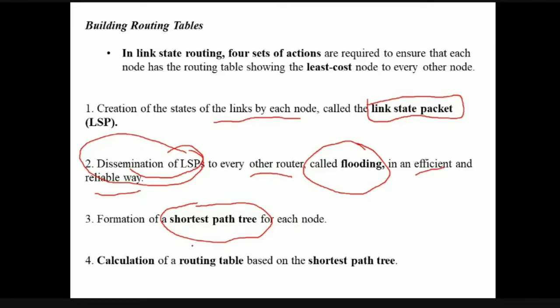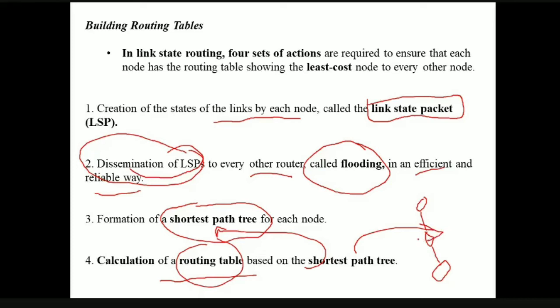And after finding the shortest path tree, what will we do? We will calculate the routing table based upon this shortest path tree. The shortest path tree is going to give us some path, so we will build up the routing table by following this particular path. Anyway, in the example we'll look at how these four steps work out. So don't get confused, we'll be clearing everything up here.